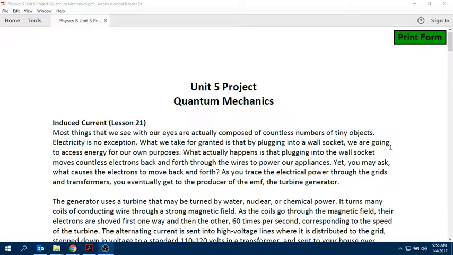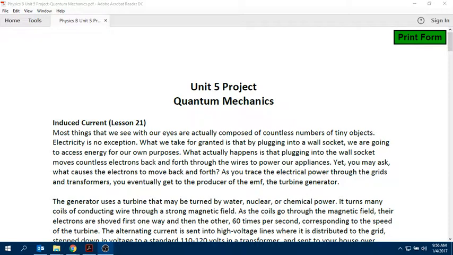I've received a number of questions recently regarding one of the parts of this that isn't really clearly explained on how to do. So this short video is going to be a quick explanation on how to gather the information, or the data I should say, specifically for the Unit 5 project on quantum mechanics, specifically Lesson 23.